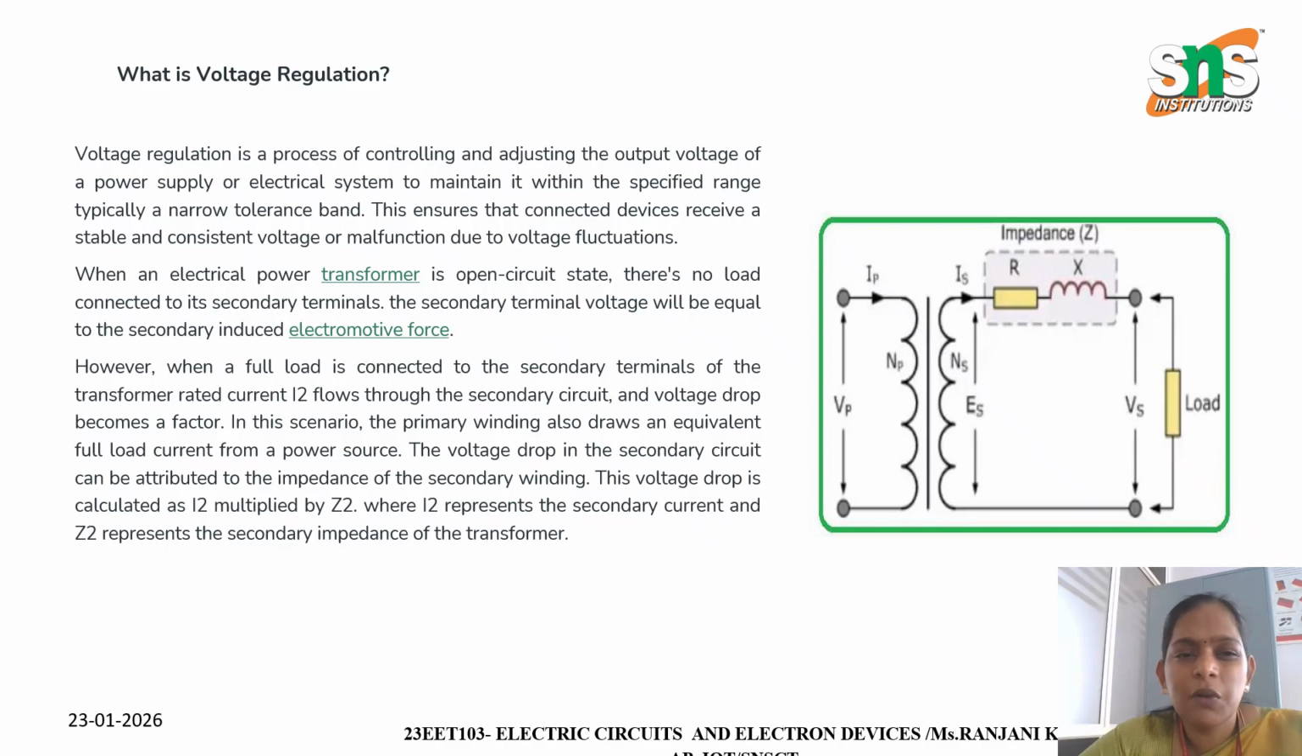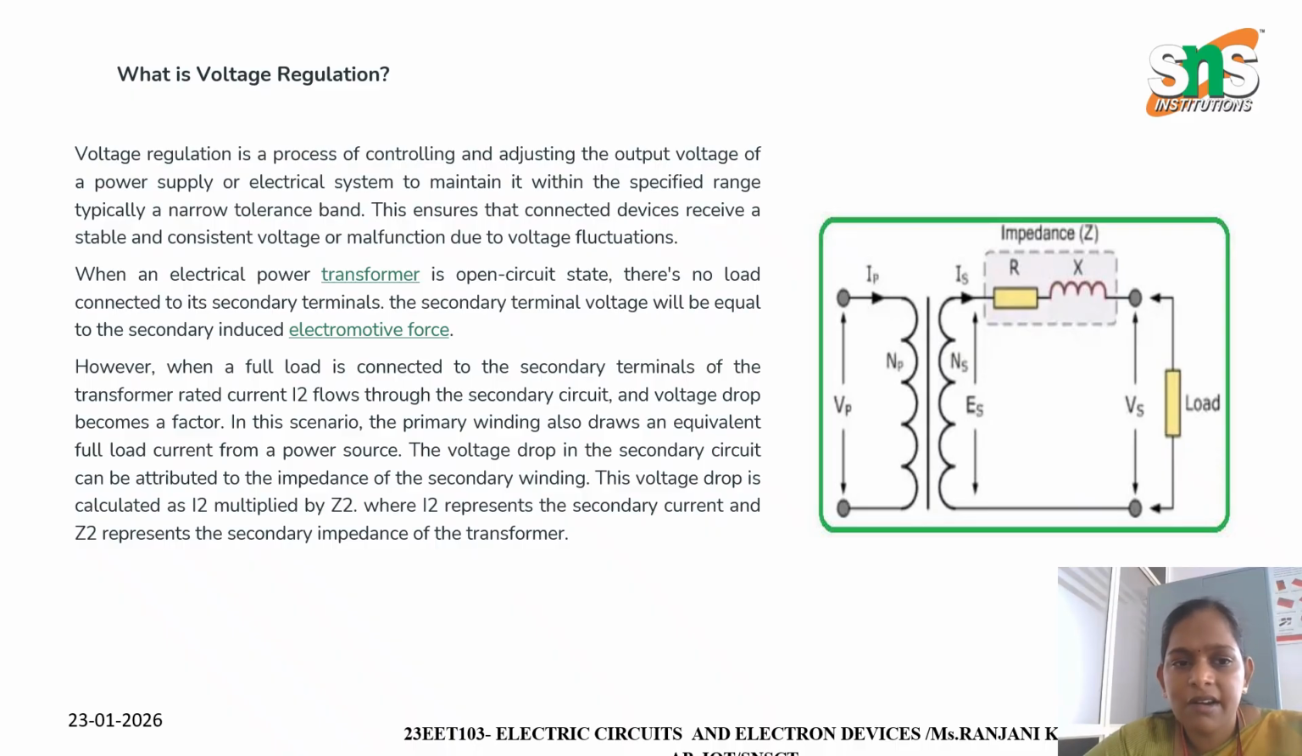What we discussed previously is that voltage regulation is a process of controlling and adjusting the output voltage, so that any change in input should not affect the output of the system, within a specific range, typically a narrow tolerance. Here the electrical power transformer is an open circuit, with no load connected to the secondary terminal, so the secondary terminal voltage should be equal to the secondary induced voltage.